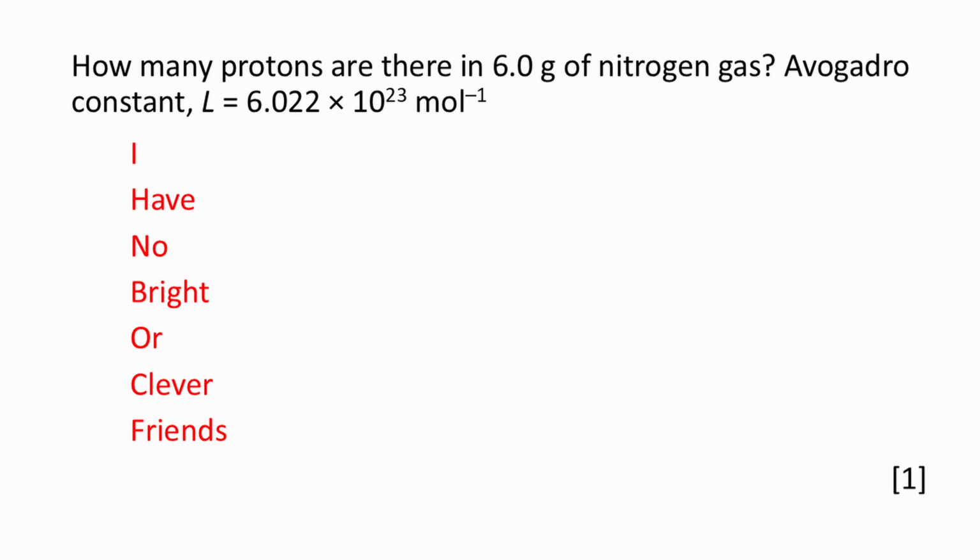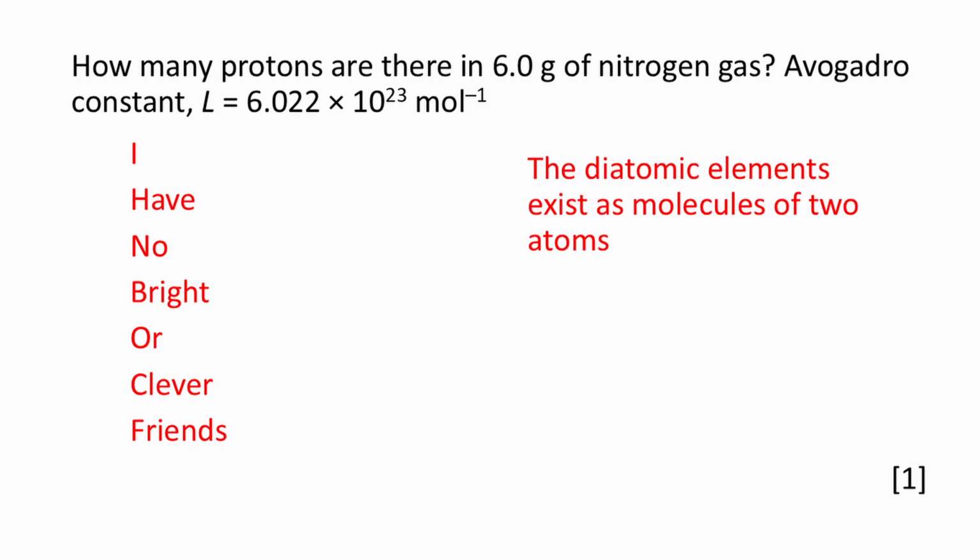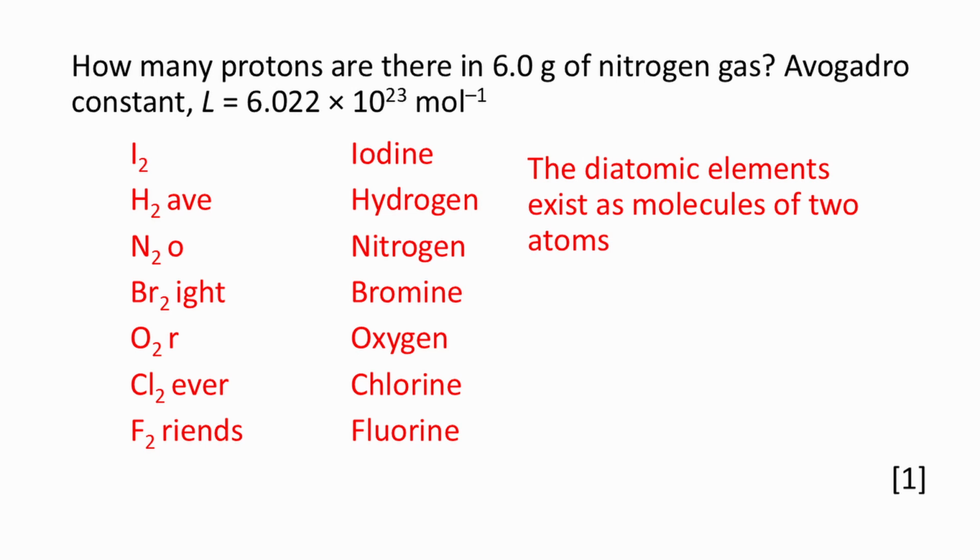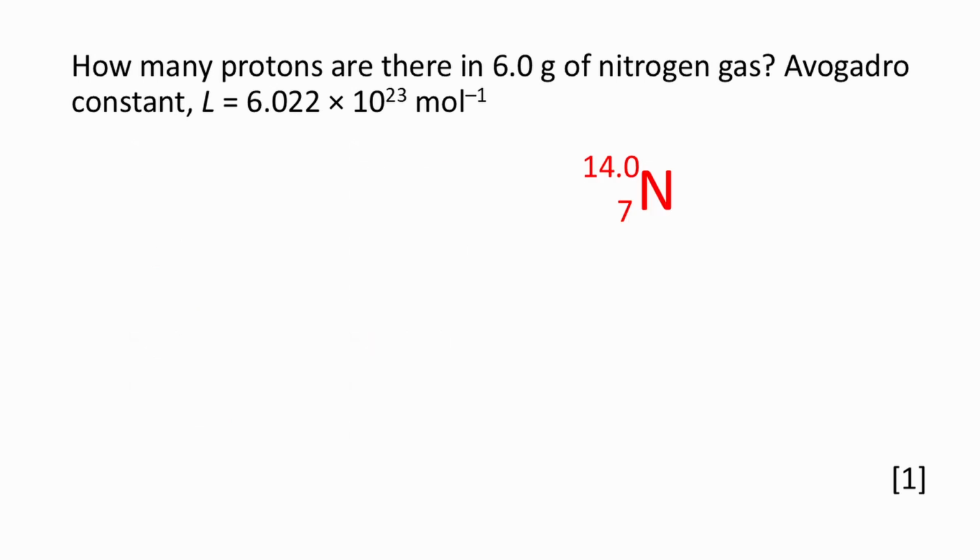I have no bright or clever friends. This is a useful way to memorize most of the important diatomic elements. The diatomic elements exist as molecules of 2 atoms. Iodine, hydrogen, nitrogen, bromine, oxygen, chlorine, and fluorine are diatomic elements.